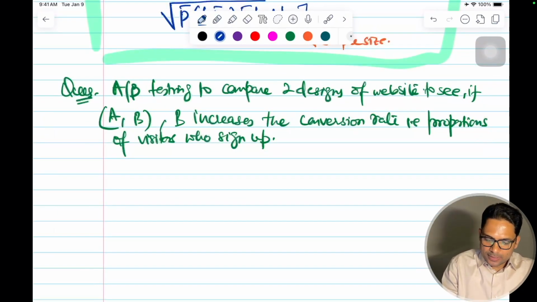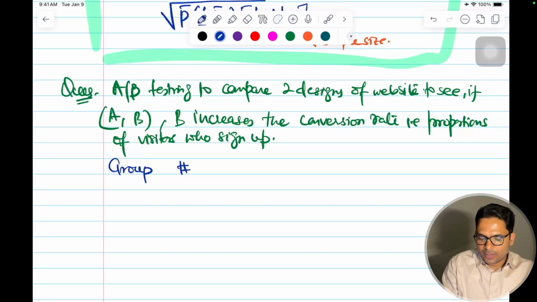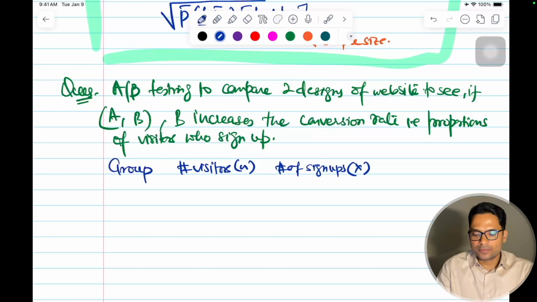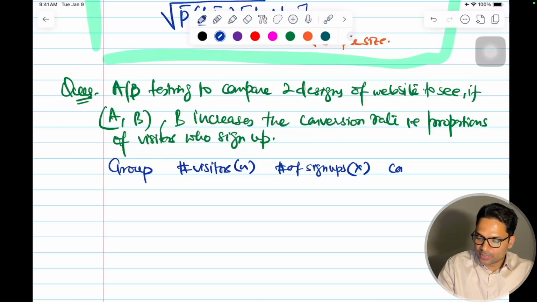So let me write. You have group, and then the number of visitors, so this is your N, and then the number of signups. This is your success, this is X. So this is the total number, and out of that, how many signed up is your success, the total success coming from binomial. And then this is your conversion rate, or the proportion. This is your p-bar equal to X by N.